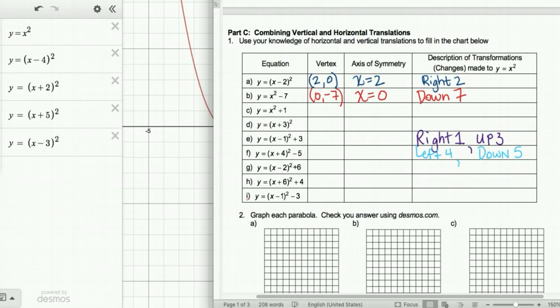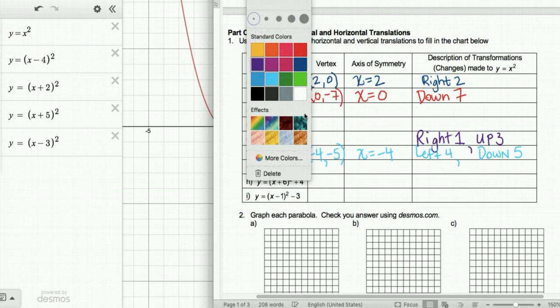The axis, or the vertex. We know that it went left 4, so that's -4. And it went down 5, so -5. So again, it used to be at 0, 0, and that's where it is now. And again, axis of symmetry, look at the x value. Fill in the other one.